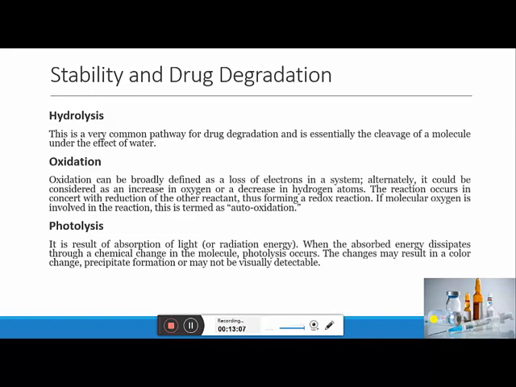Second one is oxidation. Oxidation is loss of electron in a system, or it can be considered as increase in oxygen and decrease in hydrogen atom. It is called the oxidation. When oxidation occurs, it also leads to reduction of the other molecule and forms a redox reaction. If molecular oxygen is involved in the reaction, it is called auto-oxidation.